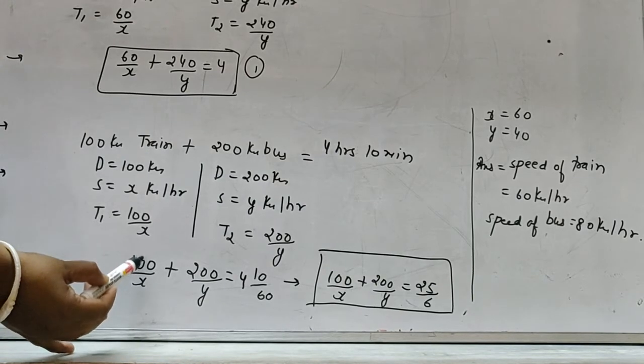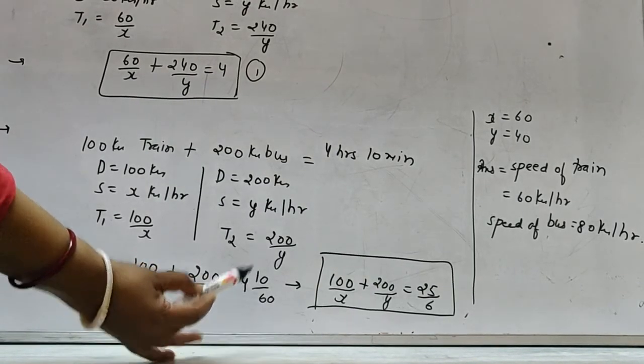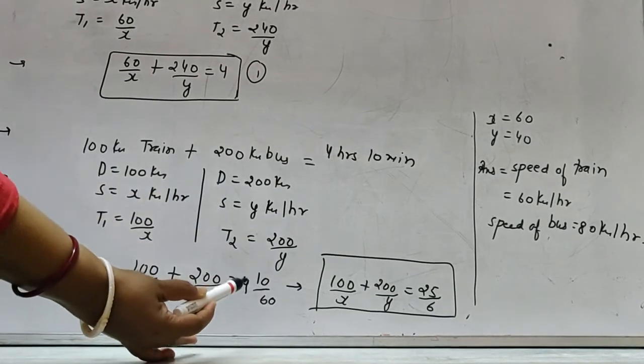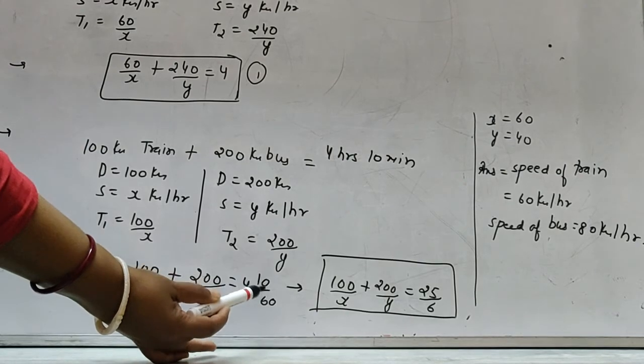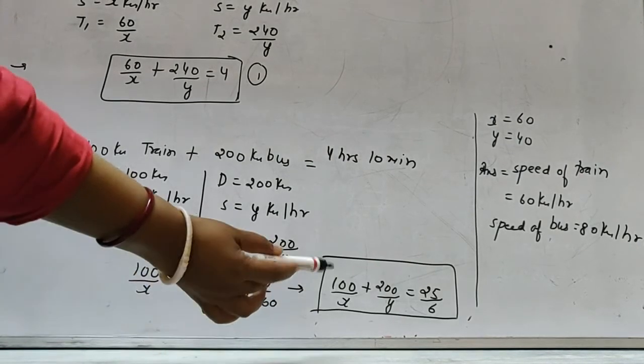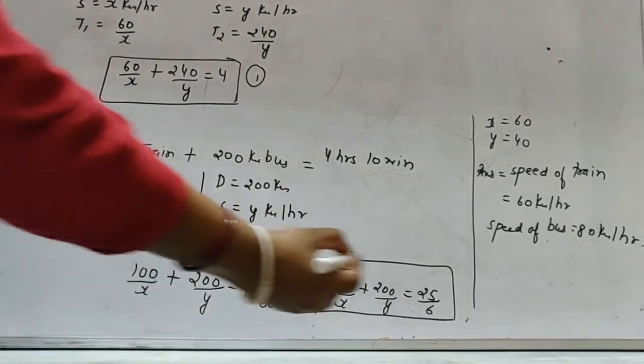So this will be 100 upon x plus 200 upon y equals 4 hours, because your speed was in hours, so take care of the units also. And these are 10 minutes, so convert minutes into hours as well, that is 10 by 60. So it will turn into 100 upon x plus 200 upon y equals 25 by 6. So this is your second equation.